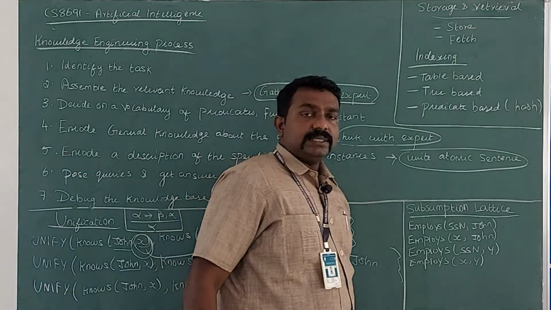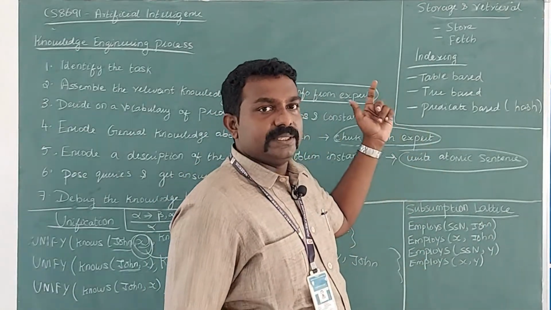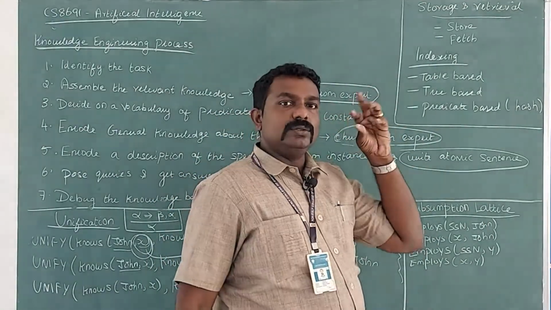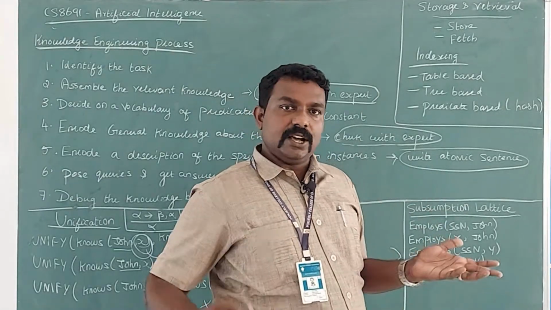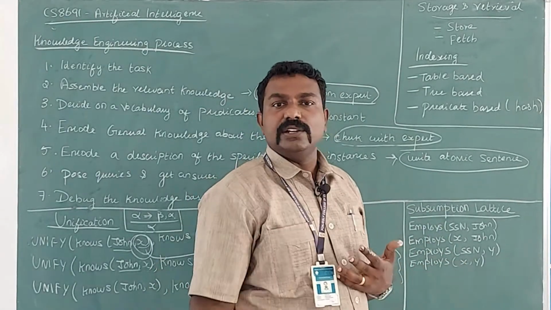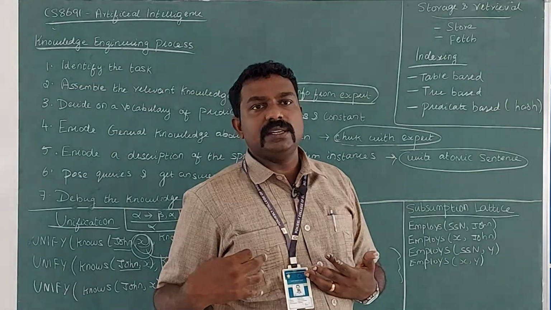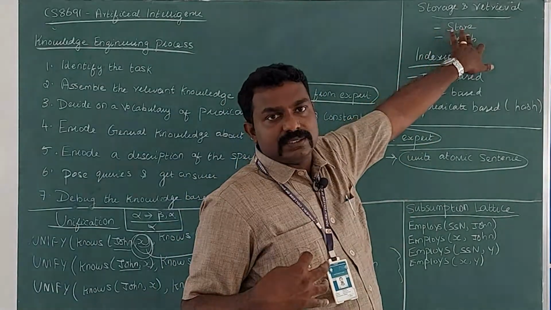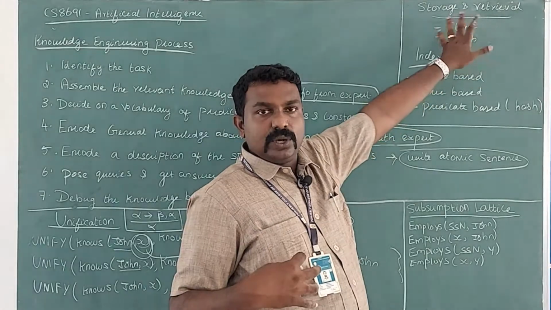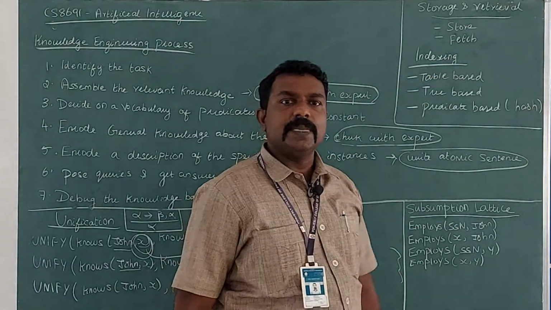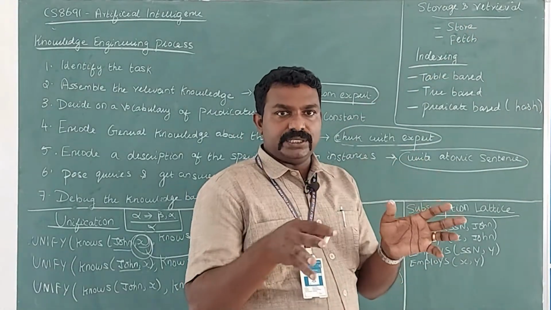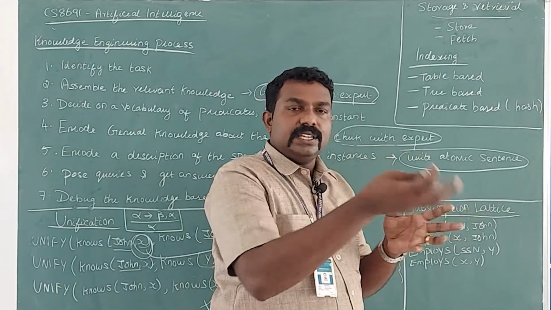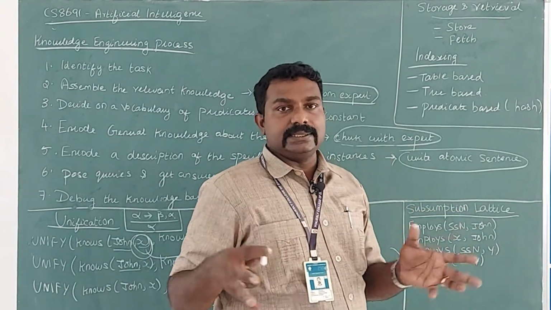So apart from this, in knowledge representation, if you want to store and retrieve the information, normally a knowledge base means you have to store information and you have to retrieve the information. You can store and retrieve the information with the help of the store function as well as the fetch function. So this you call a storage and retrieval mechanism. And for storing the information, if you want to fetch it very easily, indexing must be done.